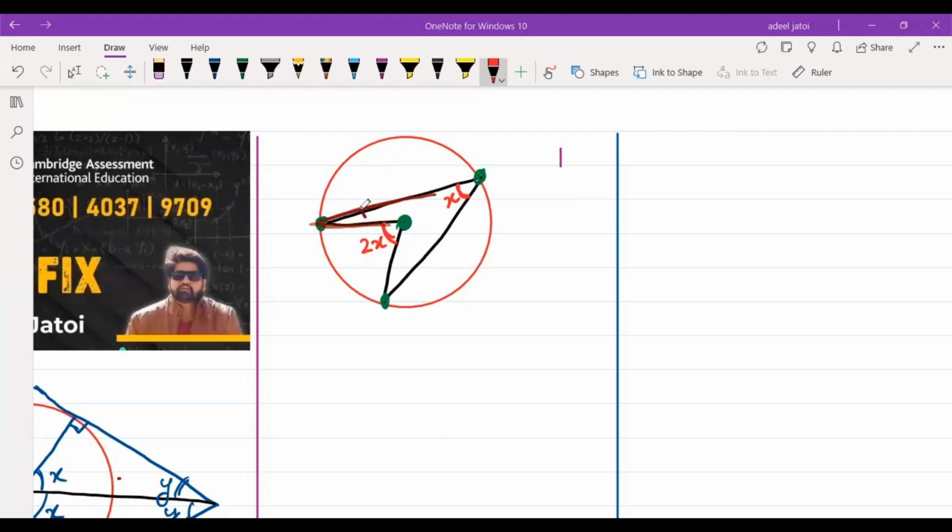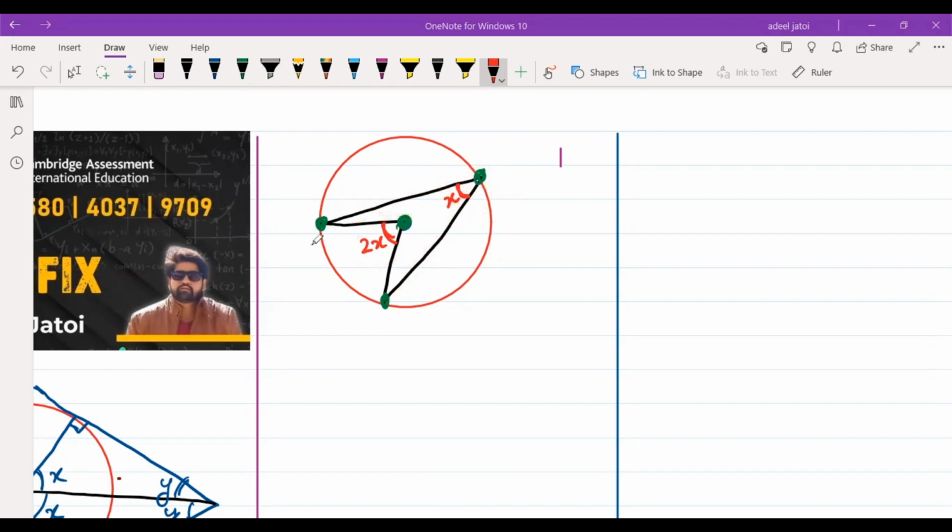Even these two lines are meeting the circumference, but the line extended meets the center. So we can't take this angle as half. This will not be half. This angle will be half because the line is extended. These two lines do not meet the center of the circle. And when these two lines meet at the point on the circumference, it will be what? An angle which is half the center angle.